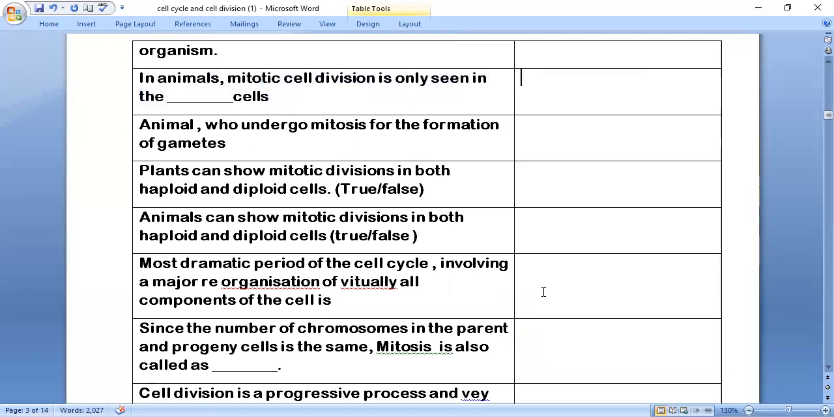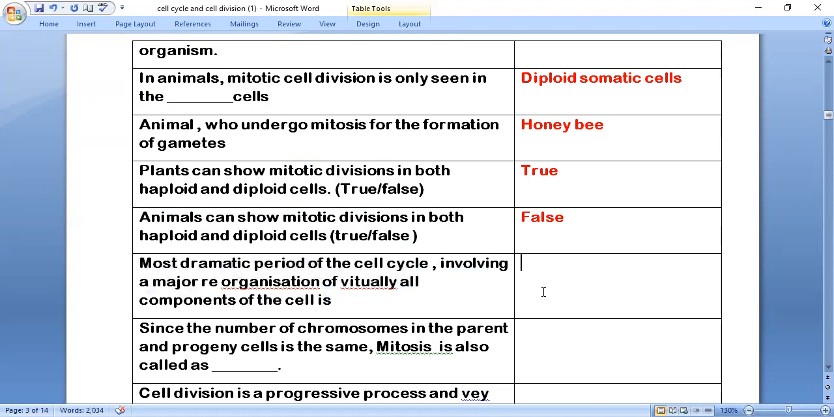In animals, mitotic cell division is only seen in the diploid somatic cells. Animals that undergo mitosis for the formation of gametes: honeybee. Plants can show mitotic divisions in both haploid and diploid cells. True. Animals can show mitotic divisions in both haploid and diploid cells. False.